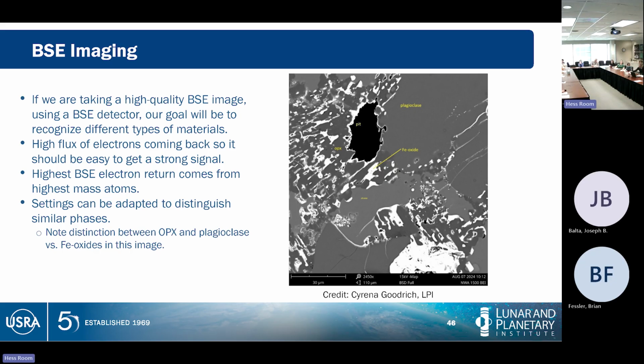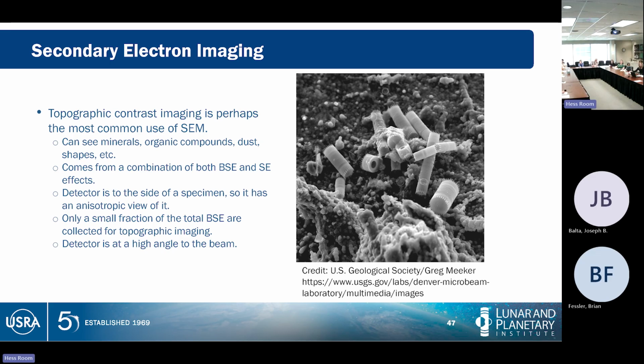So note the way that Serena has this set right now. We have a pyroxene and a plagioclase here. You almost can't tell these apart because for now, she has the setting here where we can see the iron-rich oxides and not other things.